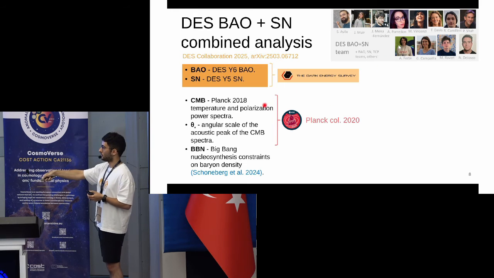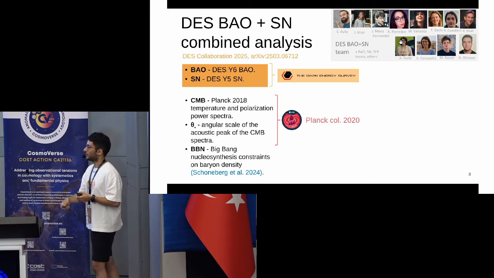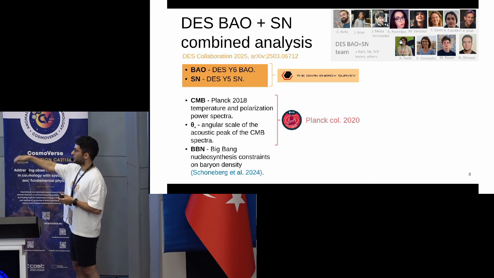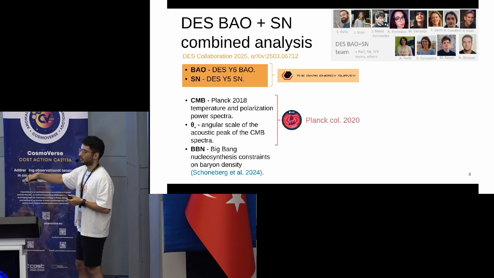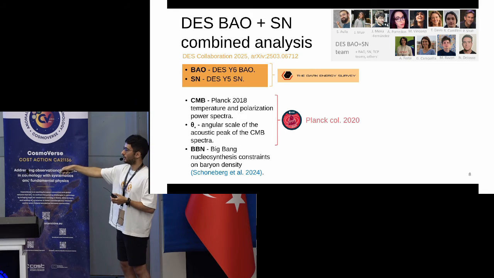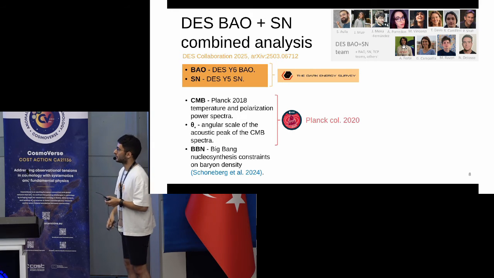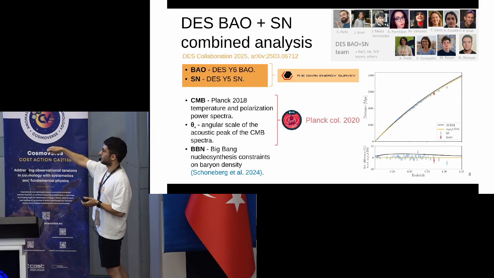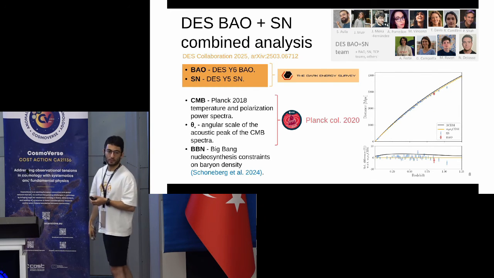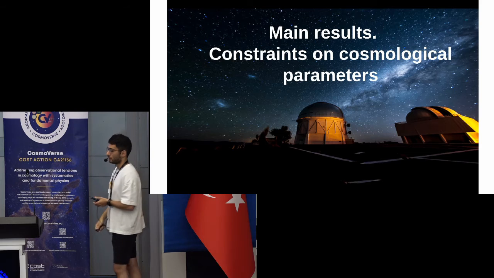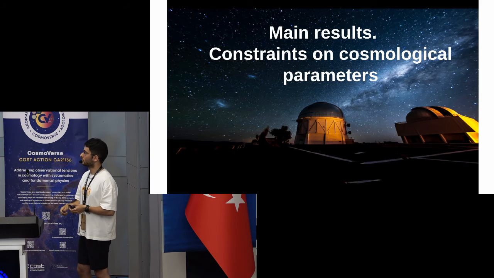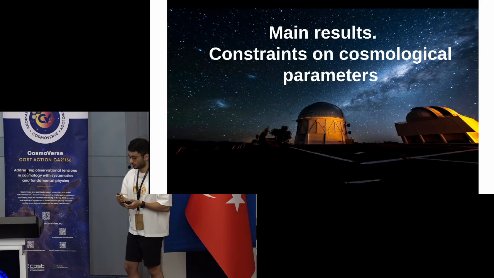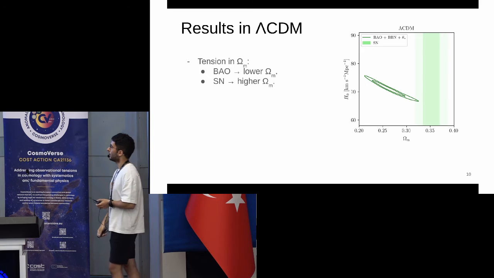And theta star, sometimes when we don't want to use the entire CMB information, we will be using this angular scale of the acoustic peak. And we will also be using a prior on small omega b from Big Bang Nucleosynthesis as well, as you will see later. And these are basically the DES datasets that we're going to be using here, meaning the blue ones are the supernovae, and the red one is the BAO that we're going to be using now. So all that said, now we'll show you the main results, basically constraints on cosmological parameters from this analysis.